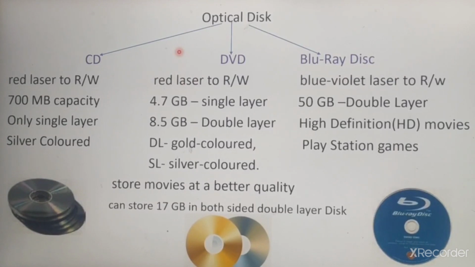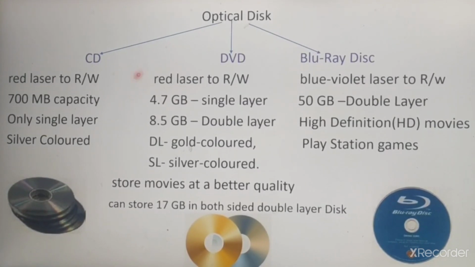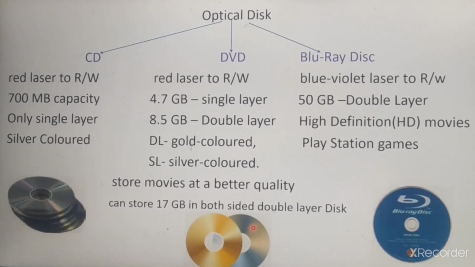Why is it called an optical storage device? Optics means light. By using laser light, we can read and write information on a disc. So it is called an optical storage device.